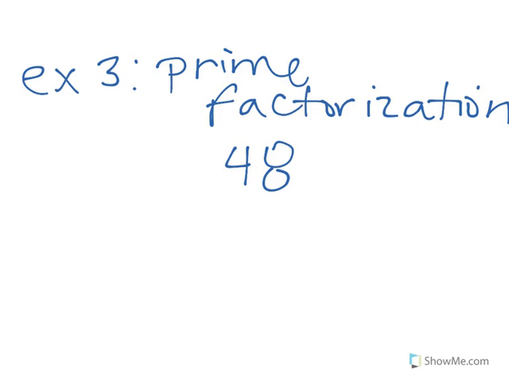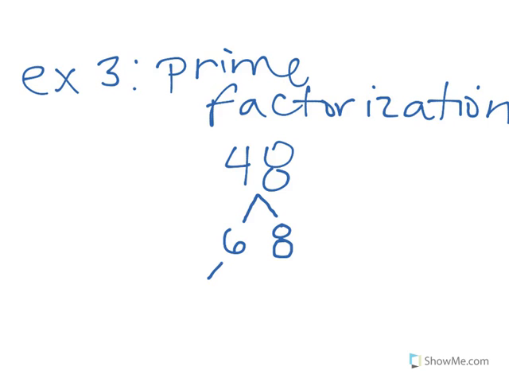So what we want to do is we're going to start with the number 48. And we're going to say what two numbers multiply to make 48, or what are two factors of 48? Well, I can say 6 times 8 is 48. Then you have to ask yourself, are the numbers 6 or 8 prime? Well, I know the factors of 6 are 1, 2, 3, and 6. So that means that number is not prime.